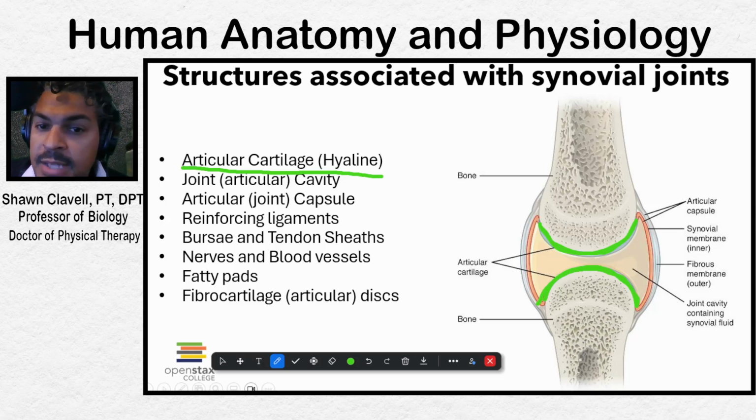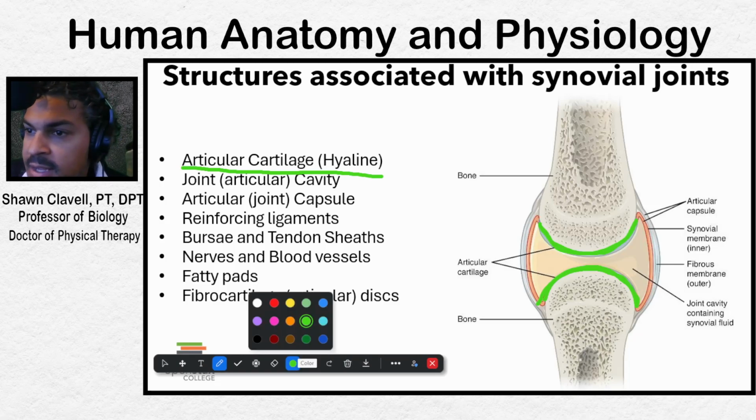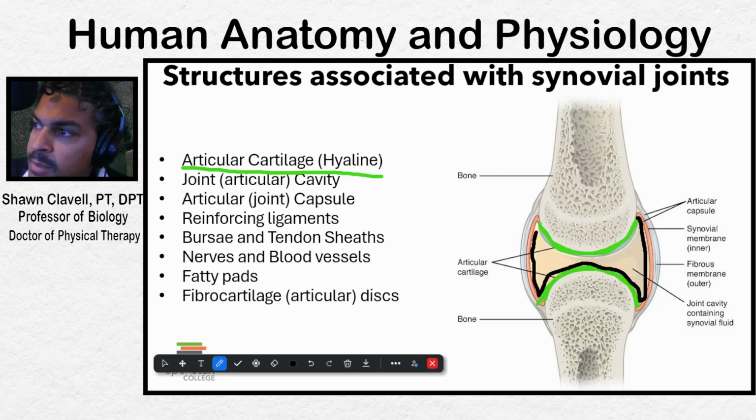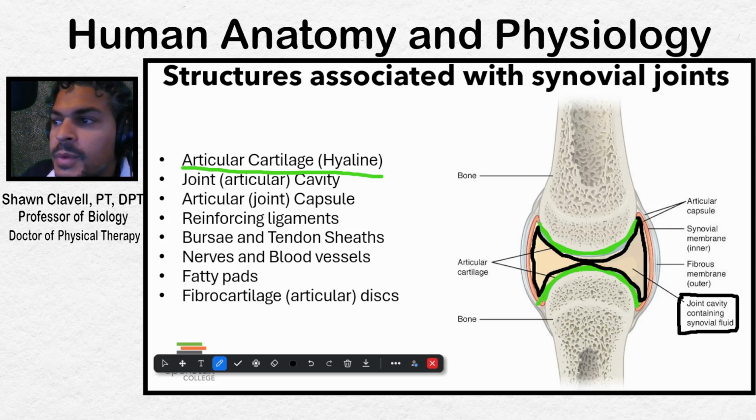The other structure is a cavity, a joint cavity or a space. And so that space we might just outline in black, because you can see here, this whole component is the space that's created in between, and it's really a potential space. The amount of space here is really minute, but the fact is that there is space here. It is filled with synovial fluid. It is called the joint cavity. We'll say that we highlighted that in black.